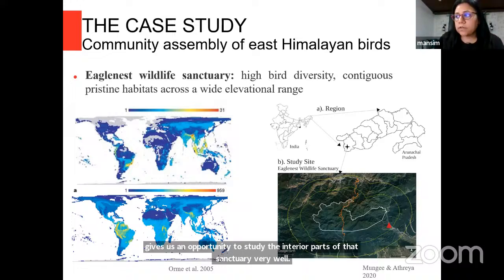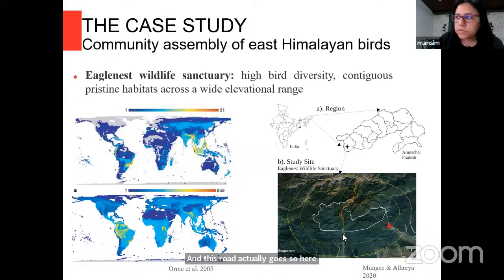And this road actually goes, so here the elevation along that road is around 200 meters above sea level. And then it climbs up to this point, which is the Eagle Nest Pass, around 2,800 meters in elevation. So it goes from 200 meters to 2,800 meters. And the straight line distance between these two points, or between the lowest and highest elevation, is actually just 20 kilometers.